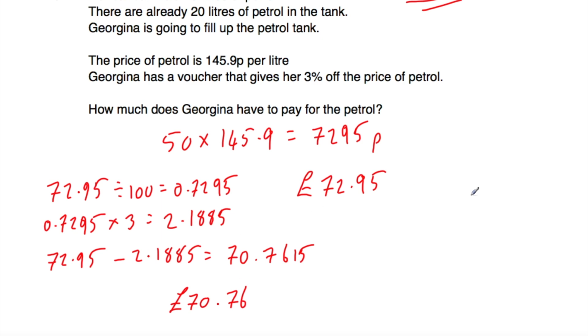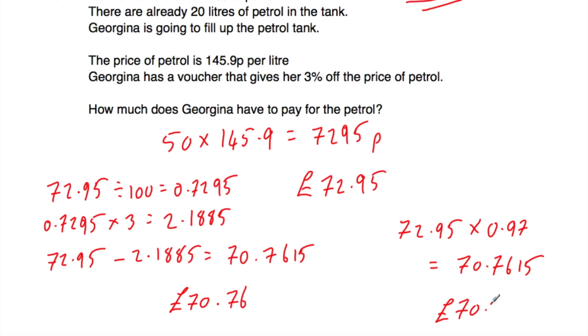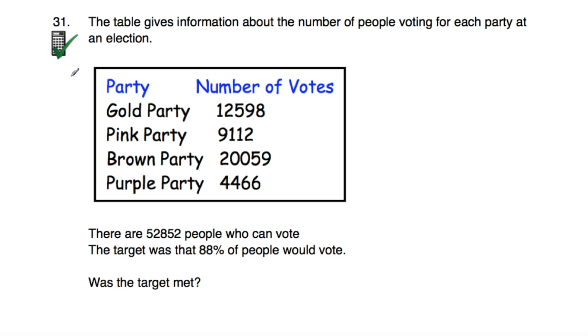So that's one approach. Another approach is to take the £72.95 and reduce it by 3%. If you reduce something by 3%, you're left with 97%, so if you multiply by 0.97, that would reduce it by 3%. So 72.95 multiplied by 0.97 is equal to 70.7615. Again, we could round that to the nearest penny to be £70.76. So that's how much Georgina would have to pay for her petrol. And that's it. Okay, let's have a look at our next question, question number 31.